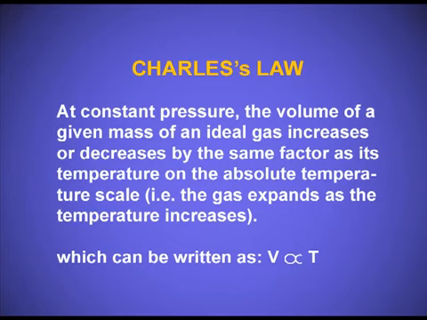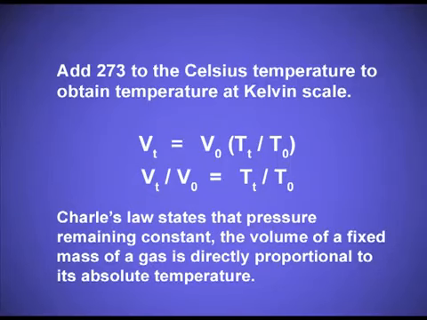At constant pressure, the volume of a given mass of an ideal gas increases or decreases by the same factor as its temperature on the absolute temperature scale, that is, the gas expands as the temperature increases, which can be written as volume directly proportional to temperature. Directly proportional means as the temperature increases, volume will also increase. Add 273 to the Celsius temperature to obtain temperature at Kelvin scale.